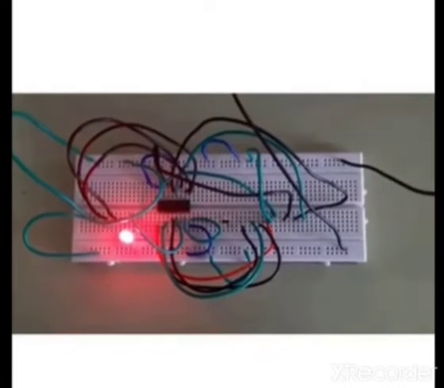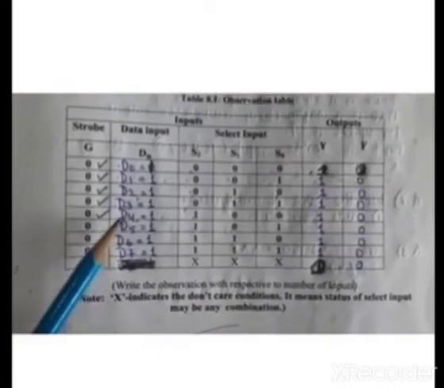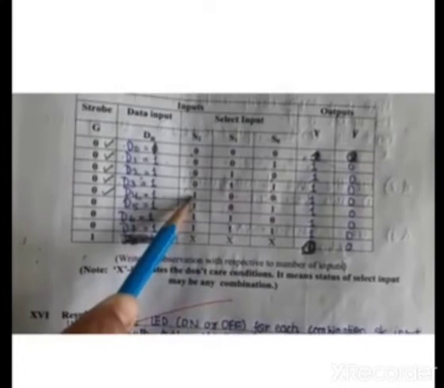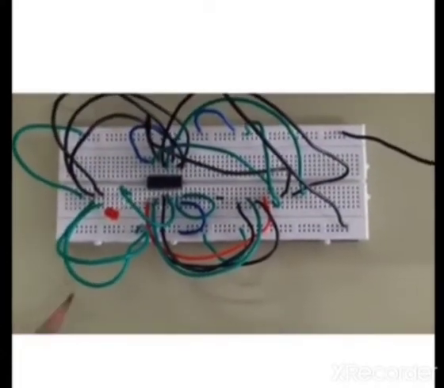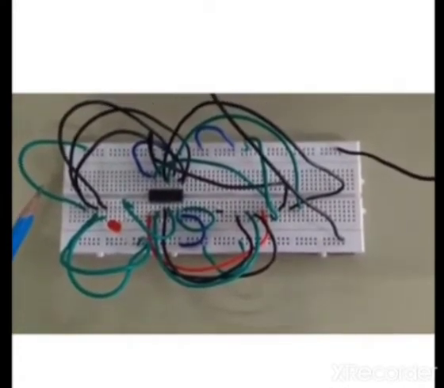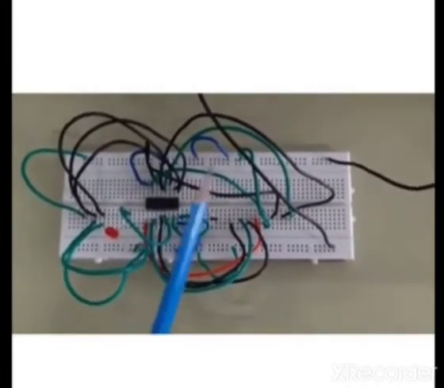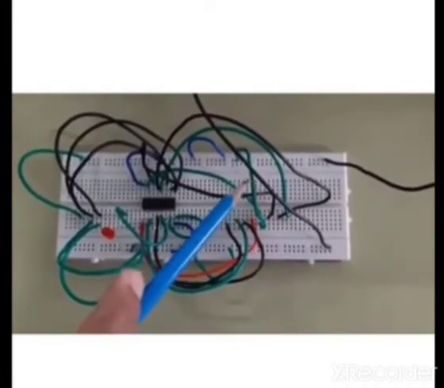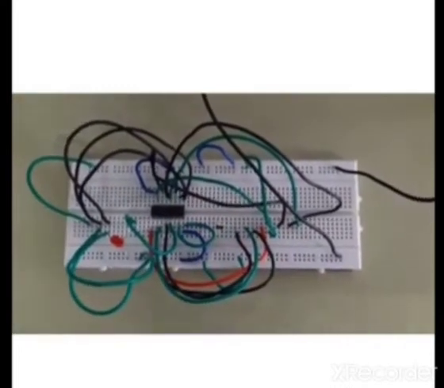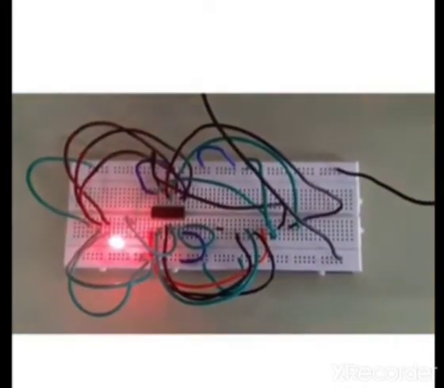Now let's check for D4. Now for D4, the output here is at logic 1, and the select line is 1, 0, 0. Here S2 will be connected to the VCC, and S0 and S1 will be connected to the ground, and your expected output should be 1. Let's see. It is connected to the VCC, and these two pins are connected to the ground, and D4 pin is at logic 1. It is connected to the VCC. Let's see whether you will get the output or not. Yeah, we are getting the output.